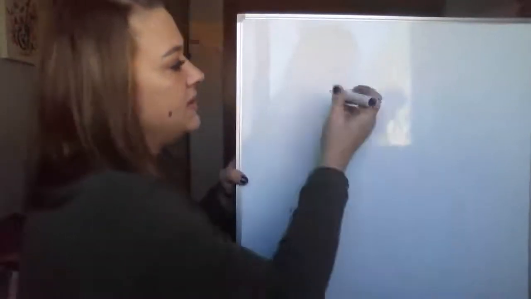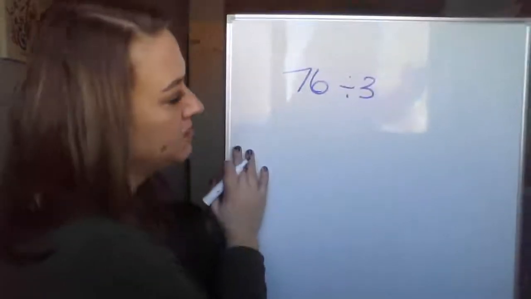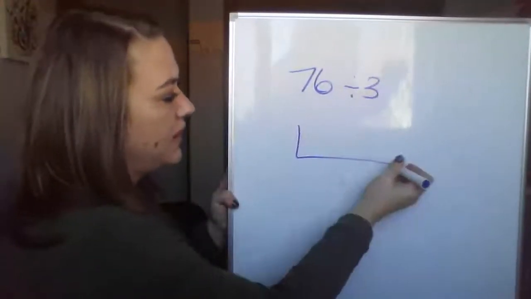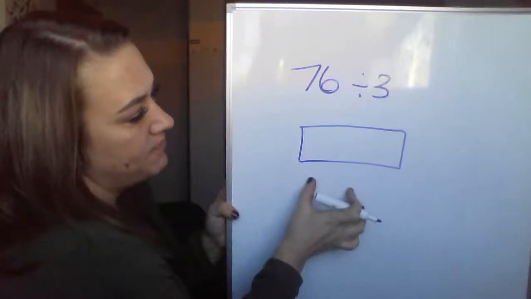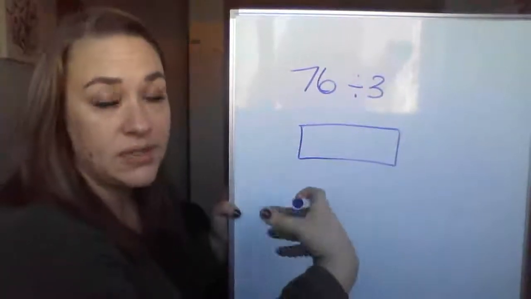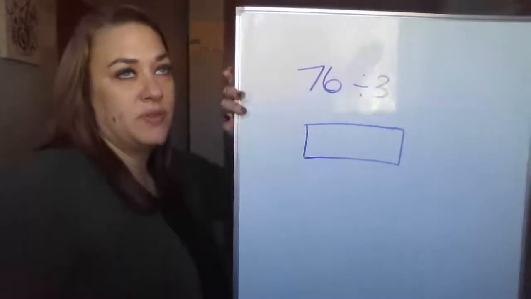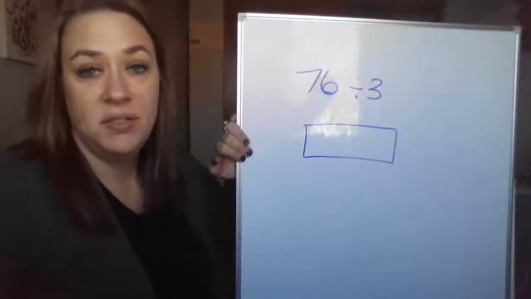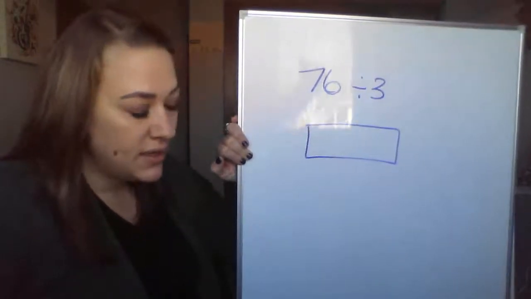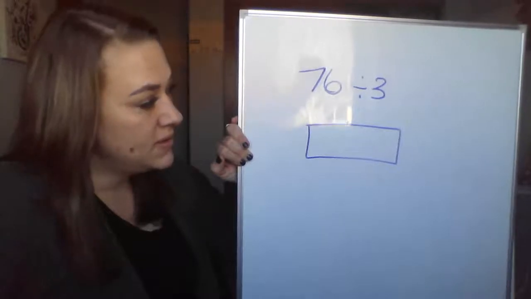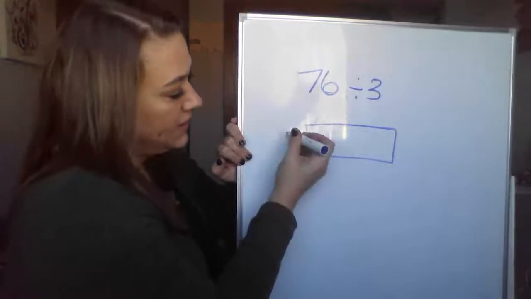Okay, let's do 76 divided by 3. Okay, so when we are setting up that area model, like I said, you want to make sure whatever your first chunk is, it's divisible by 3. So 3 goes into it evenly. So you want to think of those multiples, right? So 3 times 2 is 6. So 6 is a multiple of 3.